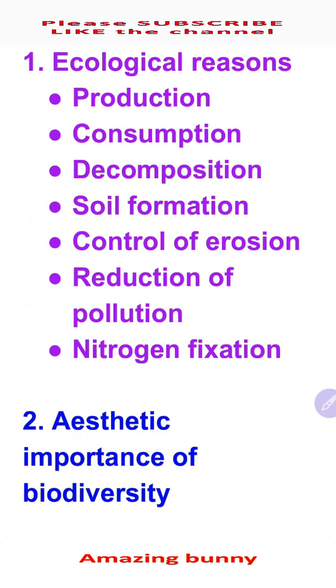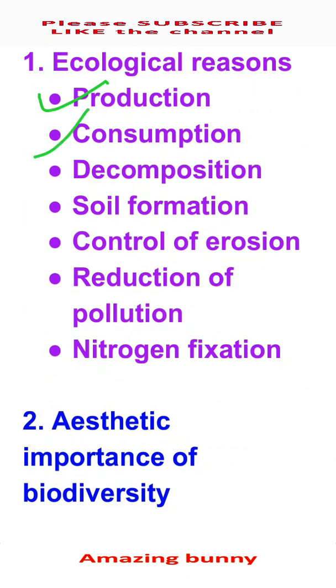First is ecological reasons, or the ecological importance of biodiversity. How biodiversity is important as far as ecological concern. First is production, as you can see. Now children, you know that green plants are the sole source of food material on this earth. They produce food by the process of photosynthesis, and they also start the food chain. I think you know the food chain has three components: producers, consumers and decomposers.